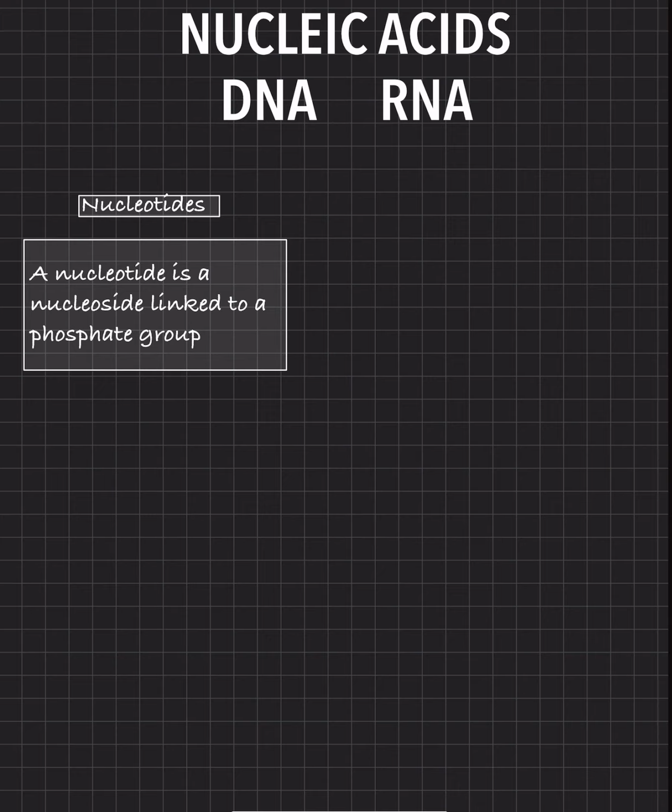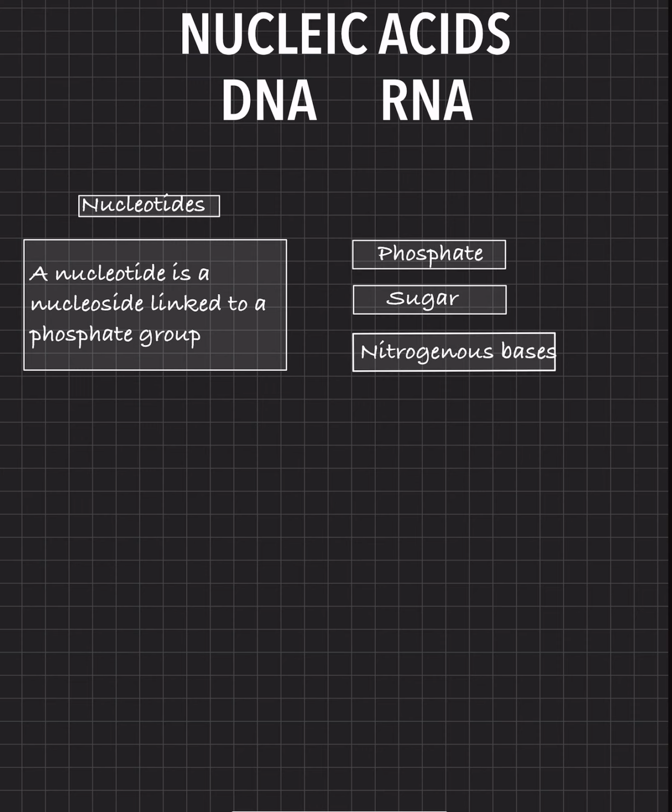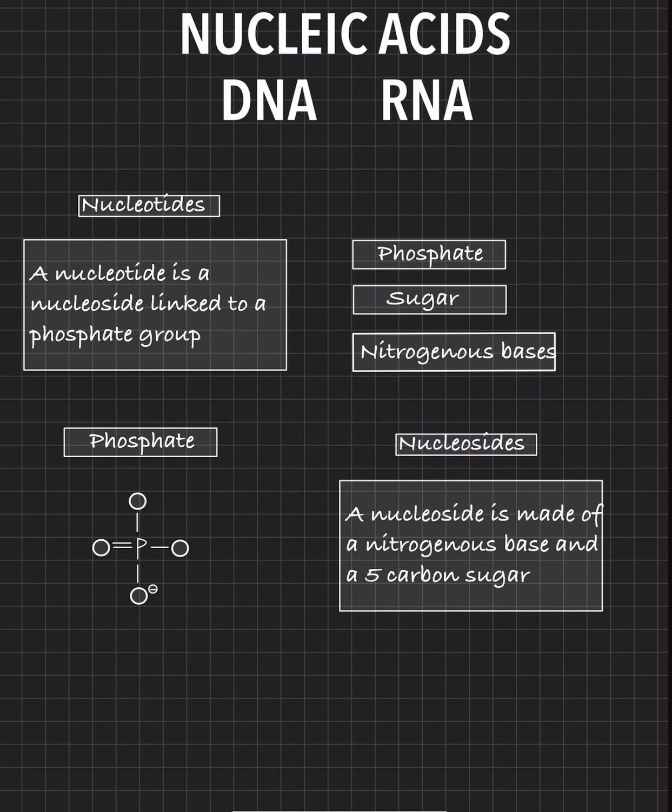Okay, I'm going to be nice and give you a simple definition. So for a nucleotide, you have a phosphate, a sugar, and a nitrogenous base. And again, the nucleoside, as you're going to see, is going to be the sugar and the nitrogenous base. So again, you have a phosphate and your nucleoside, which is made of a nitrogenous base and a 5-carbon sugar. So let's talk about sugar.